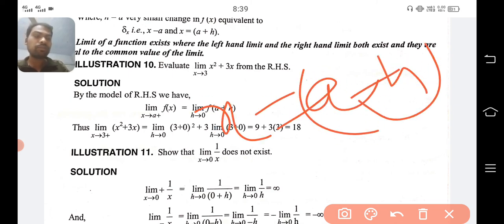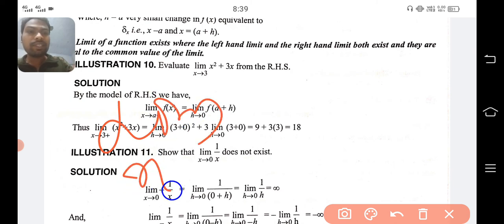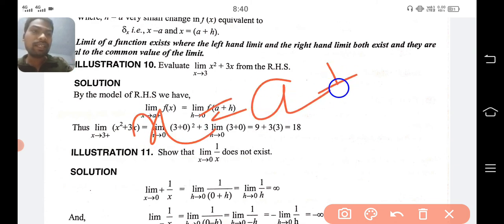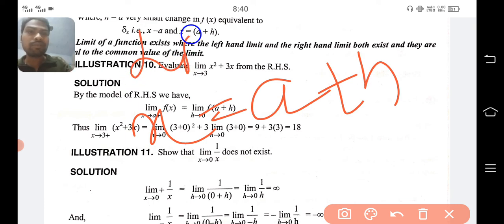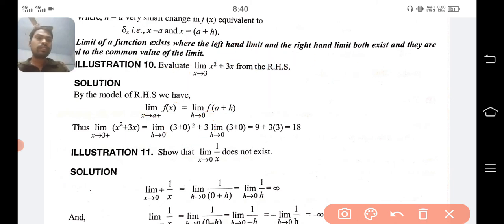Clear? But whenever you are talking about the right hand side limit, we take the limit x tends to a plus, and where the x term is there, we have to write a plus h, whenever we are representing this in terms of limit h tends to 0. Okay, so this is the theme.